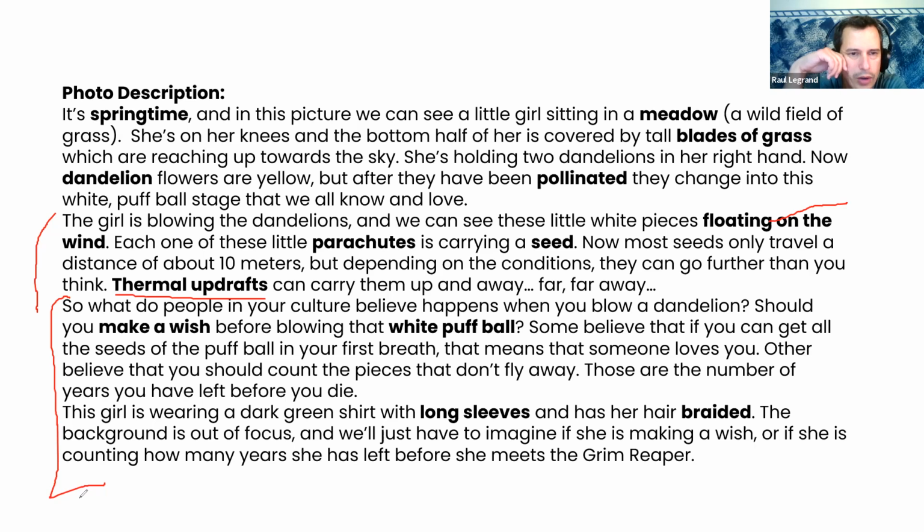This girl is wearing a dark green shirt with long sleeves and has hair braided. The background is out of focus, and we'll just have to imagine if she's making a wish or if she's counting how many years she has left before she meets the Grim Reaper. Yes, the Grim Reaper? La Parca. The Grim Reaper is like a man. Yes, of course.